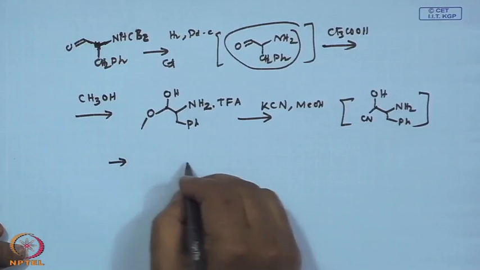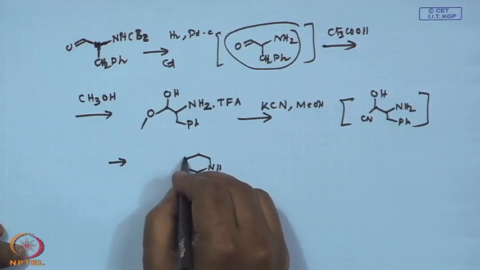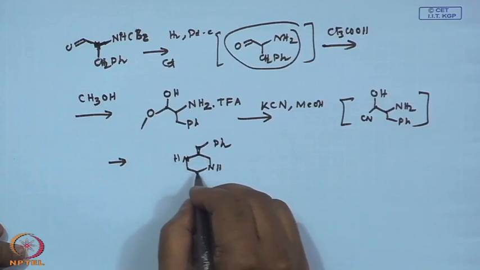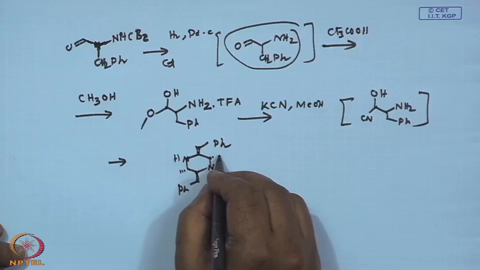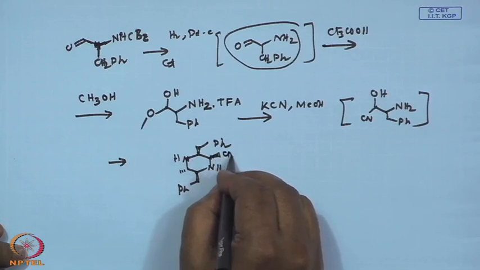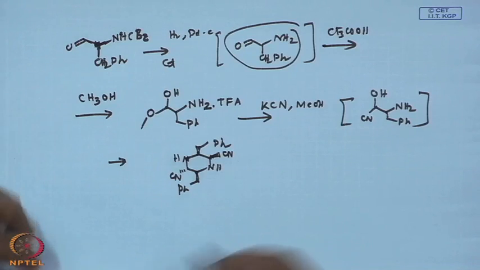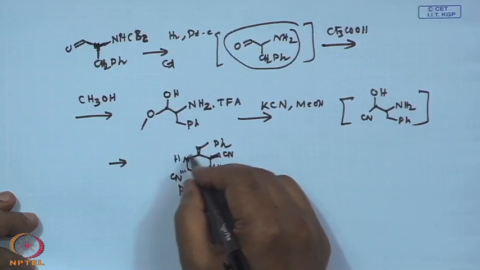But that is not the product here. The product goes to piperazine, which is like this, cis, and I think this is trans. We will see whether, yes, this is trans and this is cyanide. So, what does the presence of heteroatoms do? The presence of these heteroatoms actually makes this aldehyde more reactive, so eventually it goes to the dimerization.